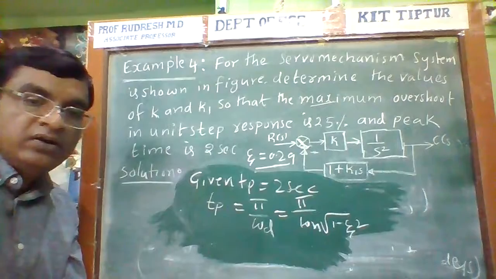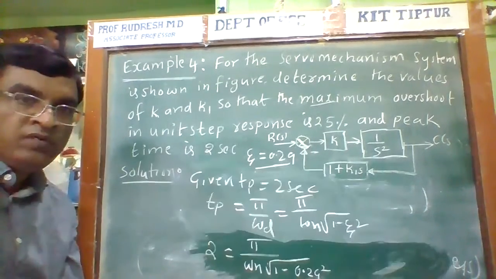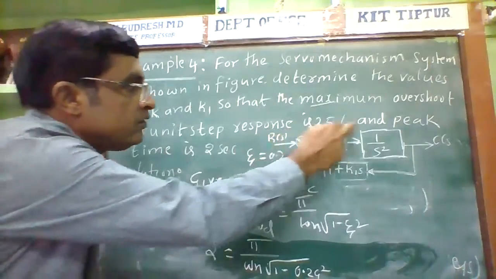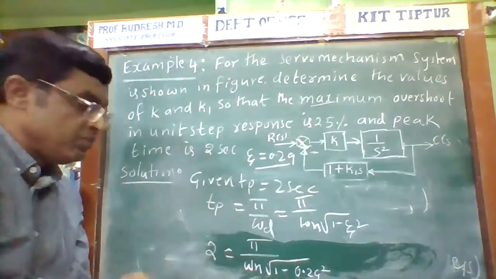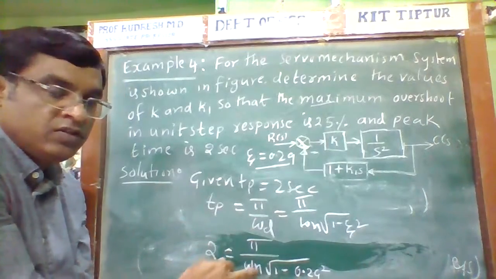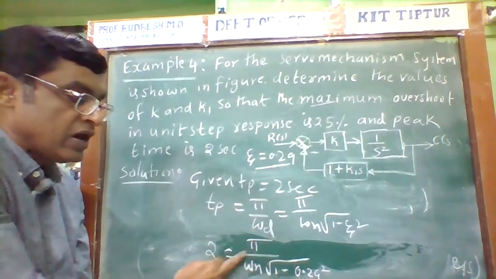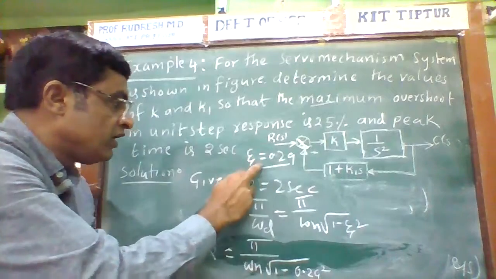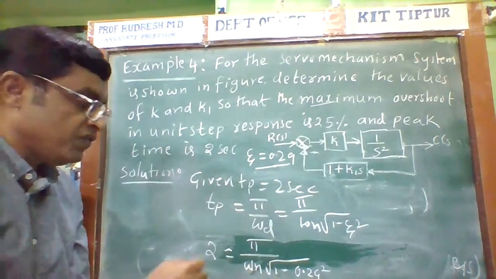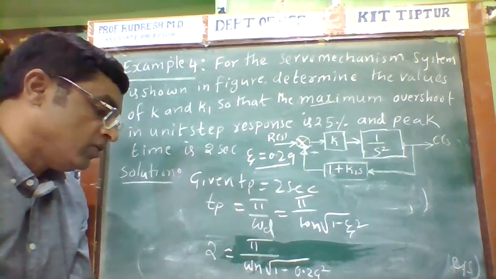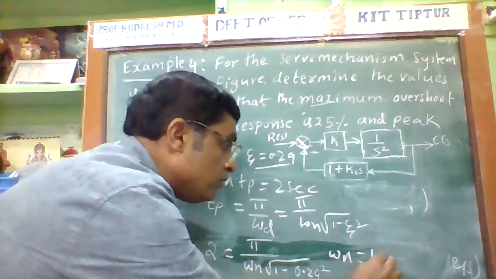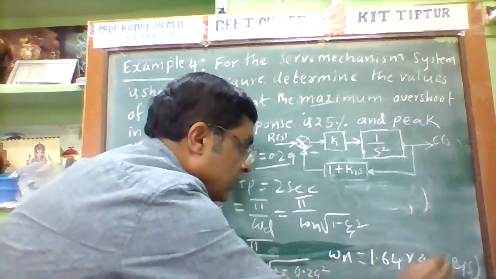Here the TP value is given. The peak time is 2 seconds. Therefore, pi by omega n into square root of 1 minus zeta square equals 2. We need to calculate omega n. We have calculated the zeta value and the TP value, so we can calculate the omega n value. If I simplify this expression, we get omega n is equal to 1.64 radians per second.